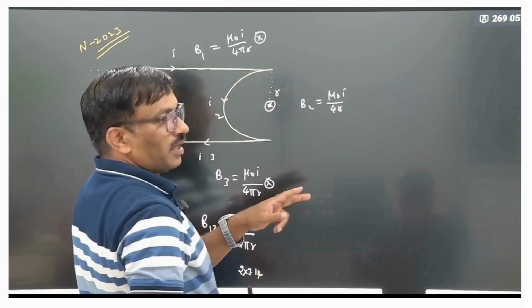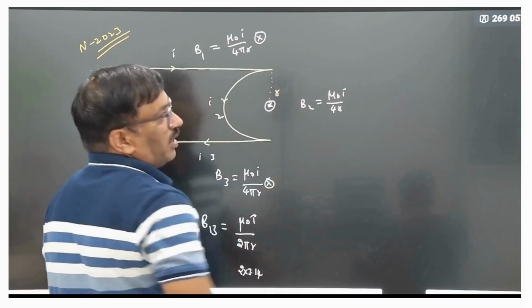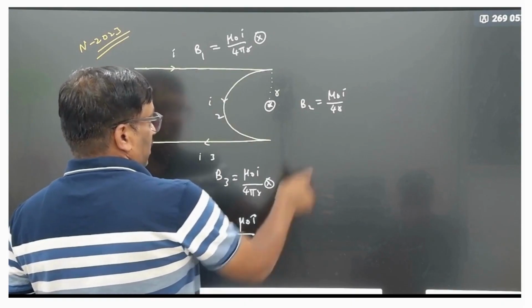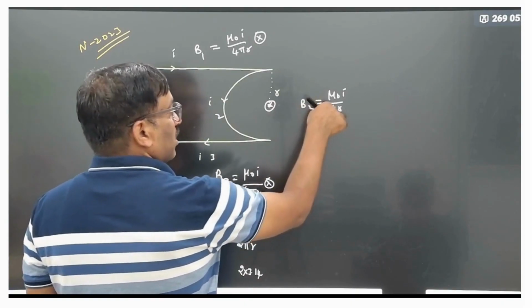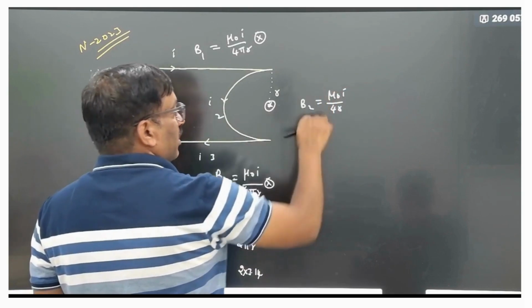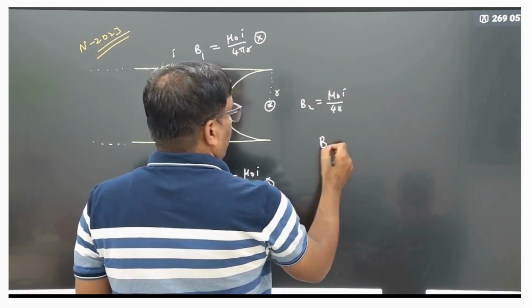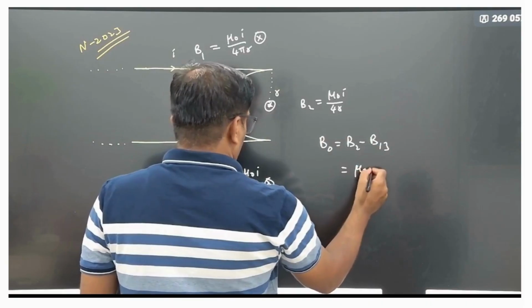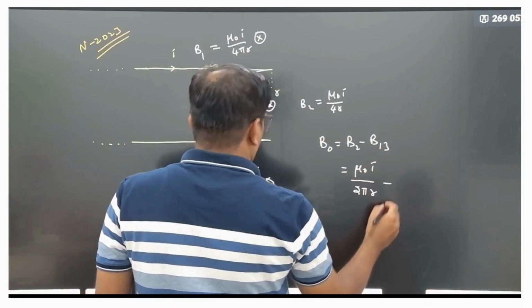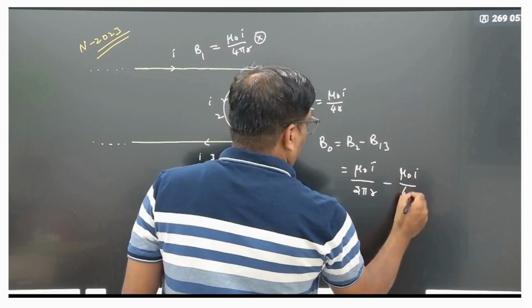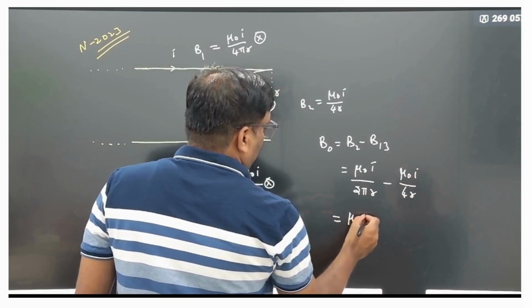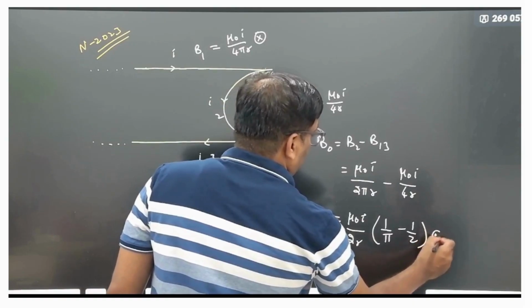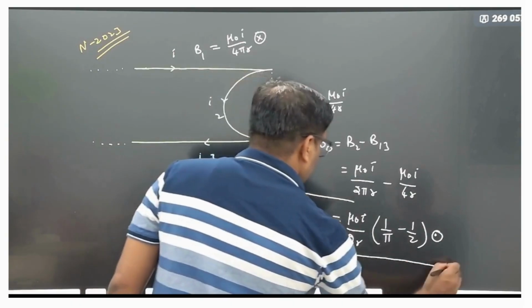So these two options are there: the net magnetic field is inside or the net magnetic field is outward. That's why you need to identify it. Since 2π divided is 6 by 4, this is smaller, so the ratio will become bigger. So B at O will be equal to B2 minus B13: μ0 I by 2πr minus μ0 I by 4r. Taking μ0 I by 2r common, you get 1 by π minus 1 by 2, and the net magnetic field will be outward. Please be careful on this one.